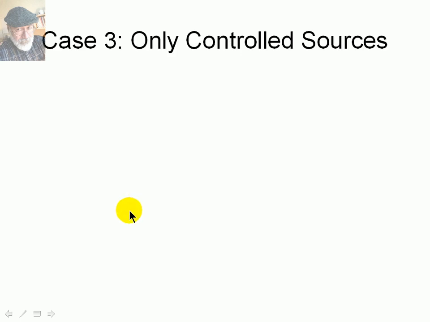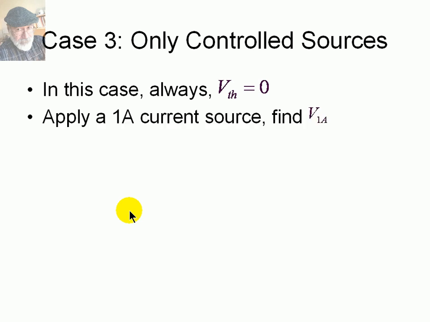Now, the third case, we have only controlled sources in the circuit. In this case, always Vthevenin is 0. This is the easiest of all cases. We only need to compute our Thevenin. Don't kill any source. What you do is you apply a 1 amp current source and find V1A the same way as before. And guess what? Our Thevenin has the value of V1A.